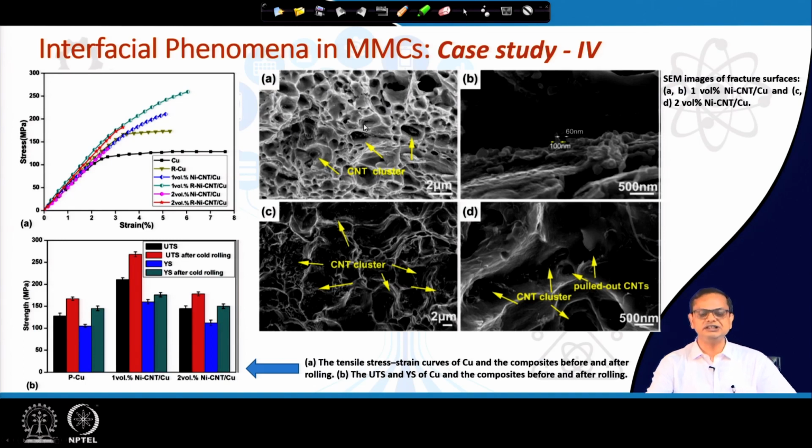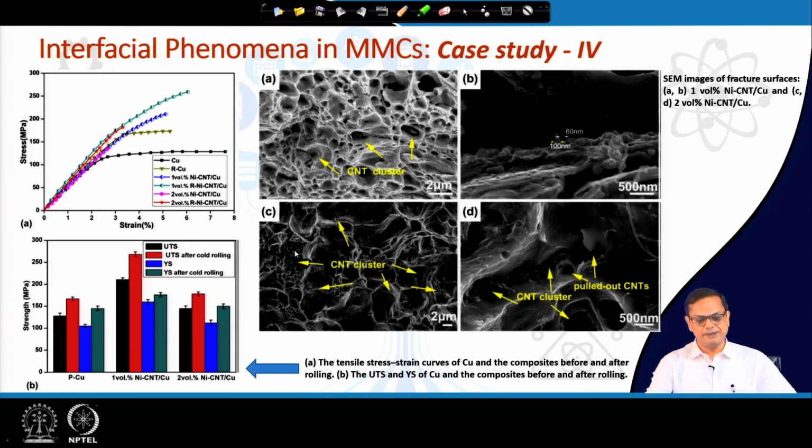So, that actually signifies that it has fairly good ductility, and obviously some CNT clusters are still being observed. However, this is the high magnification image which shows the carbon nanotubes with higher diameter. That means these carbon nanotubes are actually having a certain amount of wettability with nickel and then copper. However, the scenario changes when it is 2 volume percent.